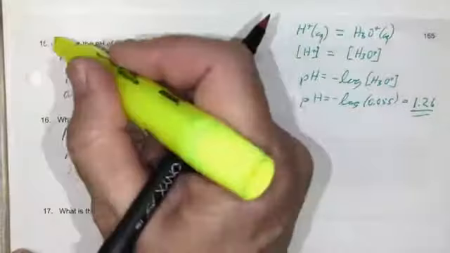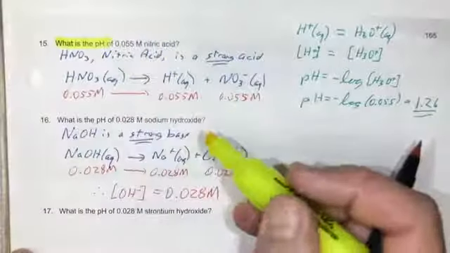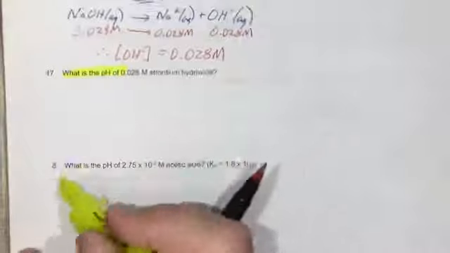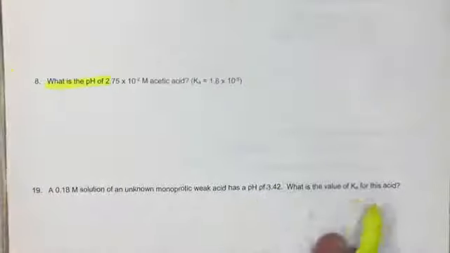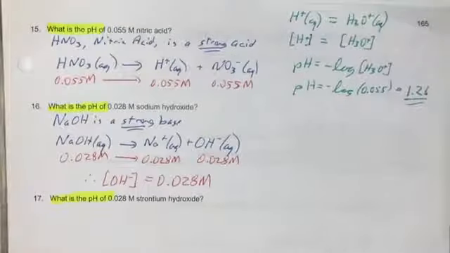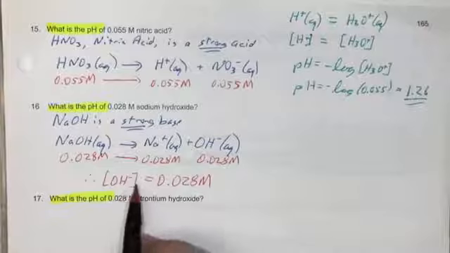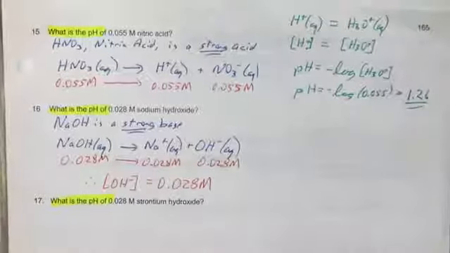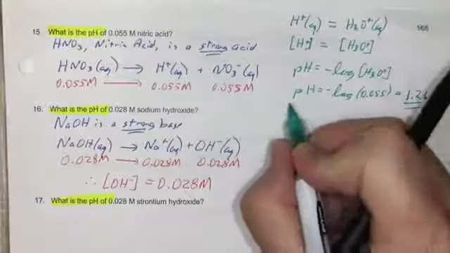Notice how many of these questions start, what is the pH of? This one gives us the pH. But you're going to get a lot of questions that ask you to determine the pH of. And the easiest way to do this, if I know the concentration of hydroxide, is to calculate the pOH.